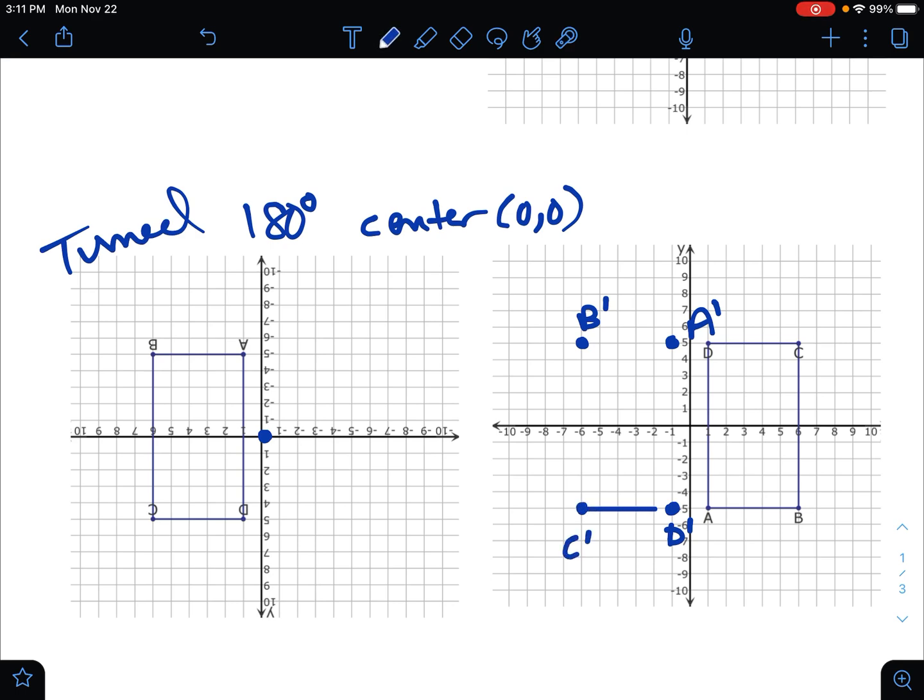And then of course we connect it, make the nice rectangle shape, and this is a 180-degree rotation about the center, 0, 0. It looks like a reflection, but you can tell it's not, because if it was a reflection, this would be A prime, this would be D prime, because it would flip over the y-axis. But it looks like it is because it's in the exact same position, but the letters are different because it actually is rotated 180 degrees around the center. It's not reflected over the y-axis. And that's how we do rotations on the coordinate grid.